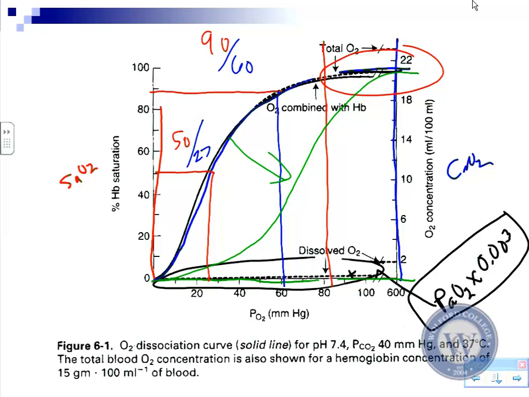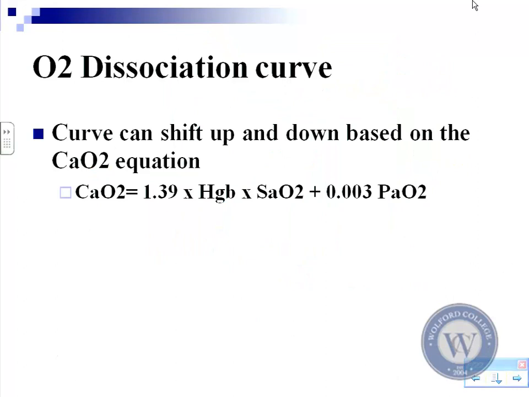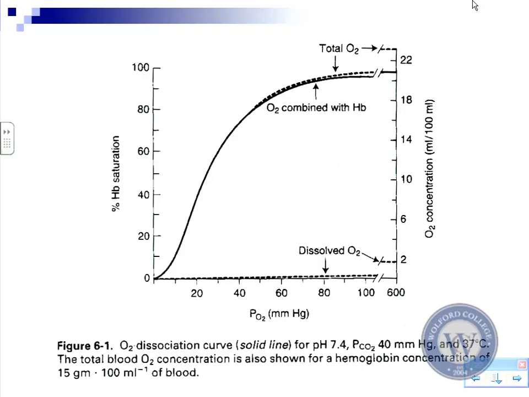Okay, so it has to have a way to change its shape to be able to shift this curve and cause it to be able to dissociate the oxygen off the hemoglobin. Okay, so now let's go into all the different ways that oxygen dissociation curves can shift. Okay, so let's do the first one. The oxygen dissociation curve can go up and down.